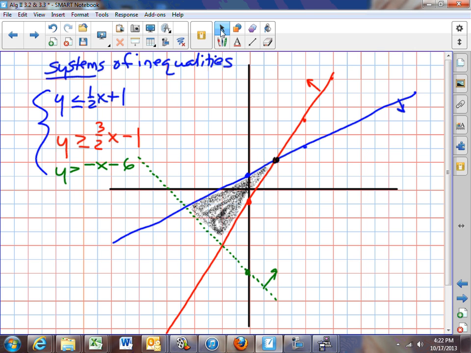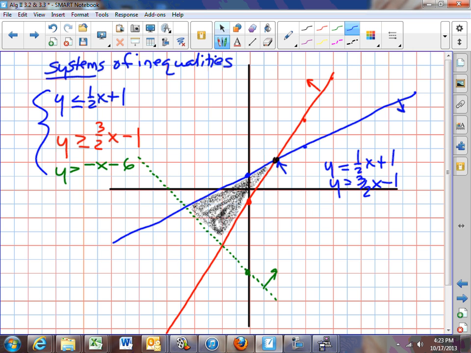Now, what we may be asked to do next is to identify the vertices of the feasibility region. What we'll do is we will use algebra, and we will find these points using the algebraic methods of solving systems of equations. See, what we have for this point right here is that it is the intersection of the line y equals 1/2 x plus 1 and y equals 3/2 x minus 1.